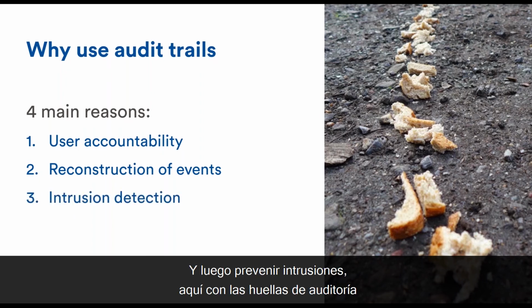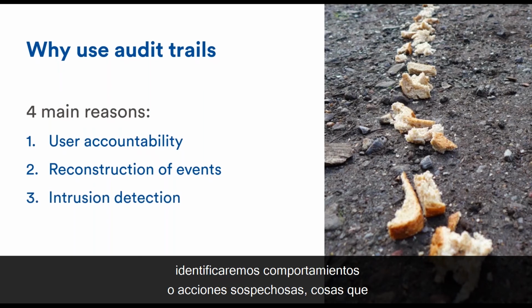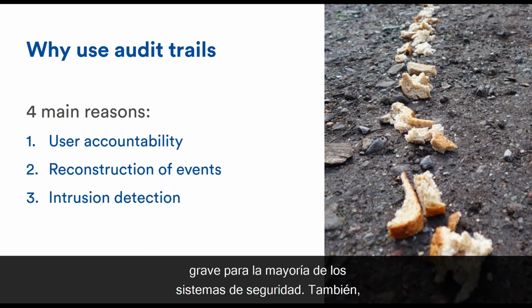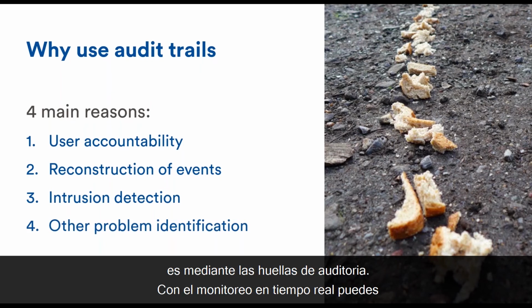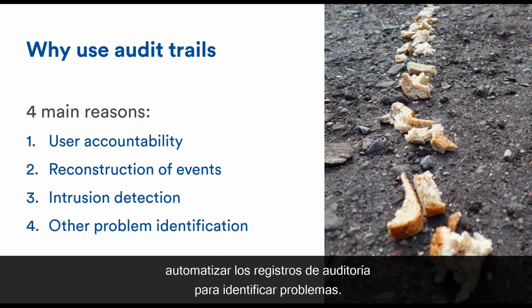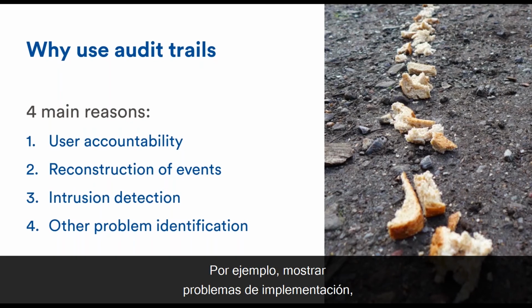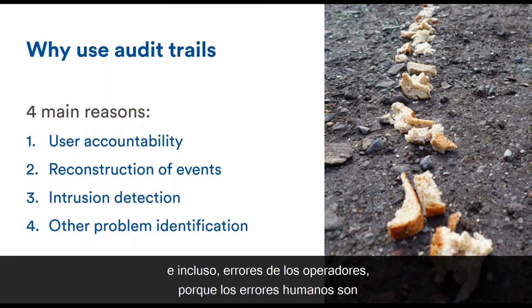And then preventing intrusion. With audit trails, we will identify suspicious behavior or actions, things that are happening in your system that should not, that are unusual, because unauthorized access is, again, a very serious problem for most security systems. And also many regulations now mandate the security and confidentiality of information. And finally, other problem identification through audit trails. With real-time monitoring, you can automate audit logs to identify problems, for example, that show implementation issues, operational issues, unusual activities in the system, or even operator errors, right? Because human errors are very frequent and they can lead to a cyber breach.